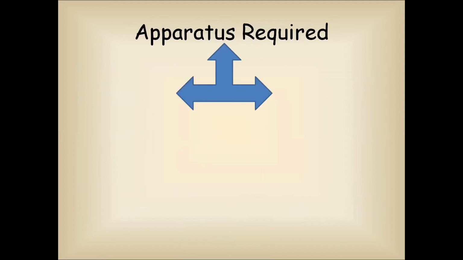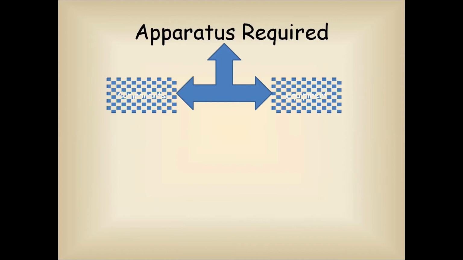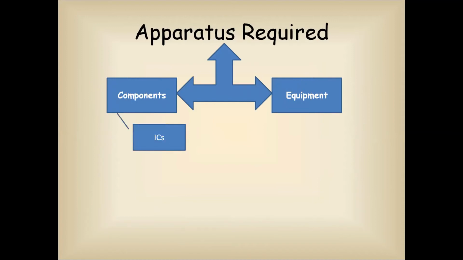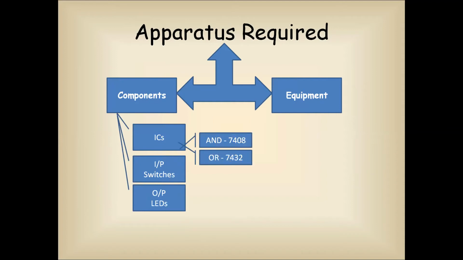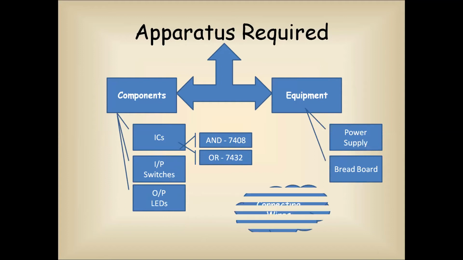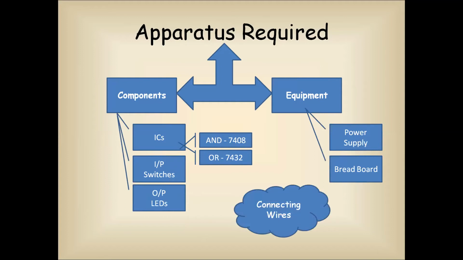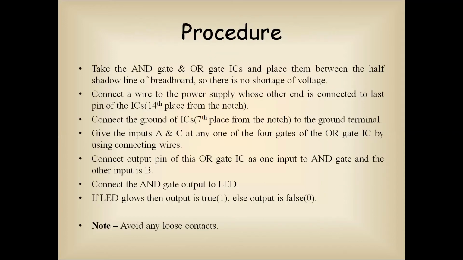The apparatus required for this experiment is ICs. You need an AND gate IC and an OR gate IC. You need input switches and an output LED. Coming to the equipment, you need a power supply, breadboard, and finally connecting wires. So these are the apparatus which are required. The procedure of how to perform this experiment is given here step by step. Please go through the procedure carefully and make all the connections according to the procedure. Avoid any loose contacts while making the connections.